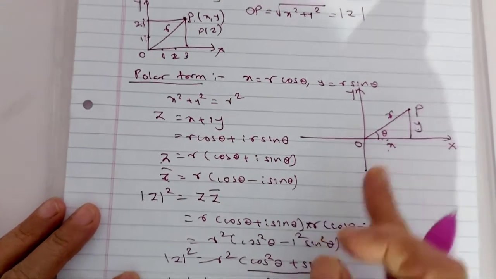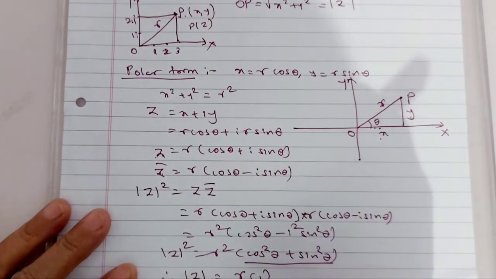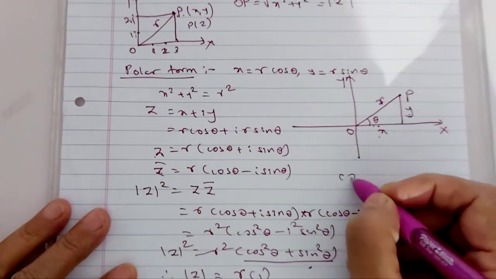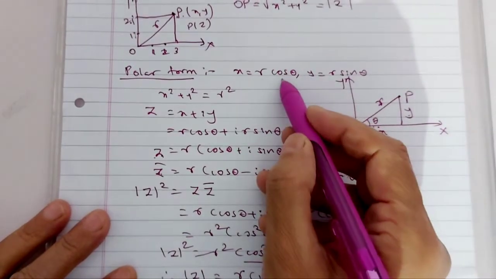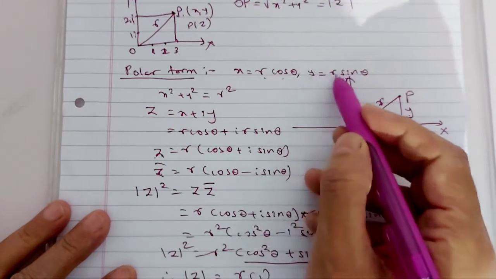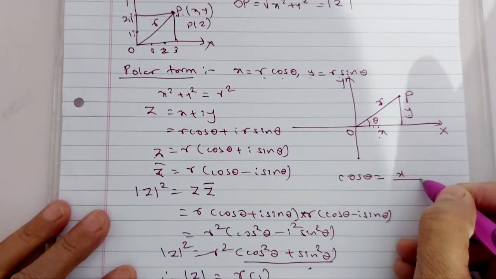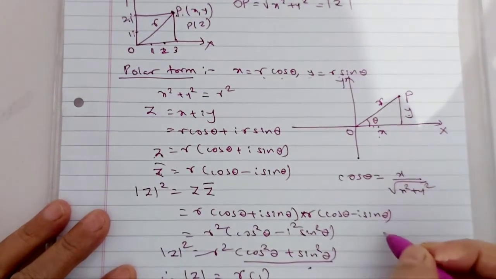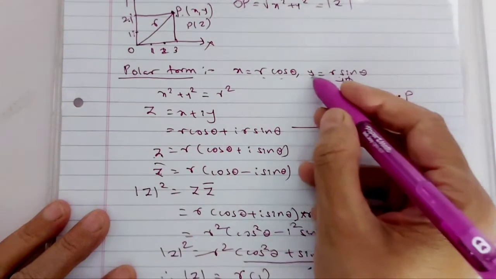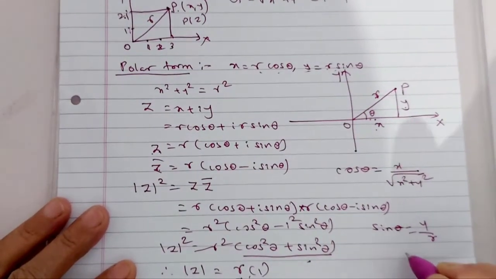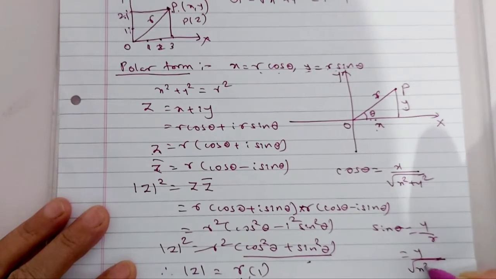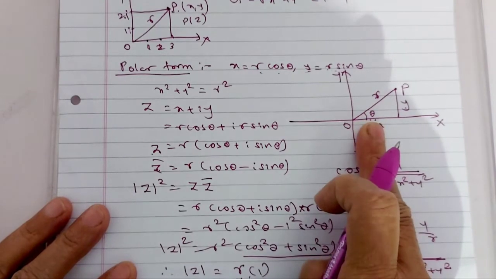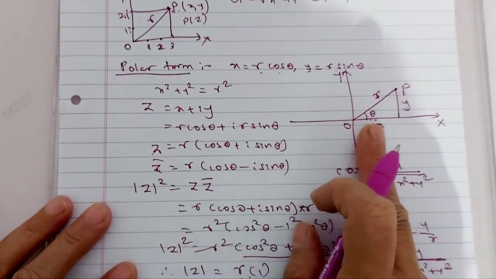So from this Argand diagram, how can we write the value of cos theta and sin theta, very simply? We can write cos theta is equal to x by r, and sin theta is y by r. So x by r, but how much is r? It is under root x square plus y square. And how much is sin theta? It is y by r, where r is under root x square plus y square. So the quantity theta is basically the phase angle or the argument of the complex number z.